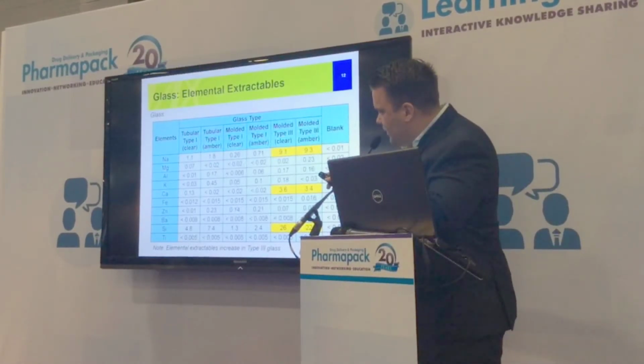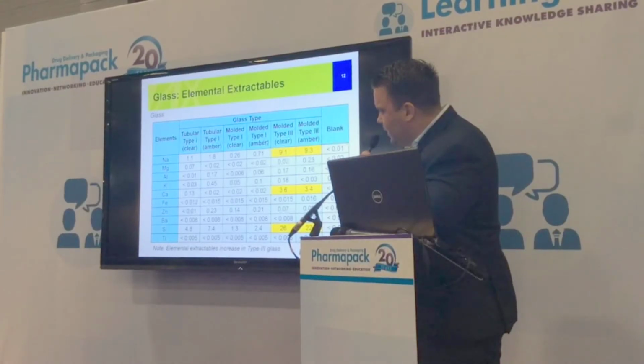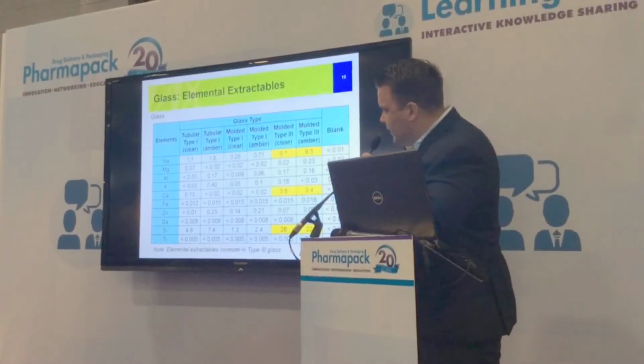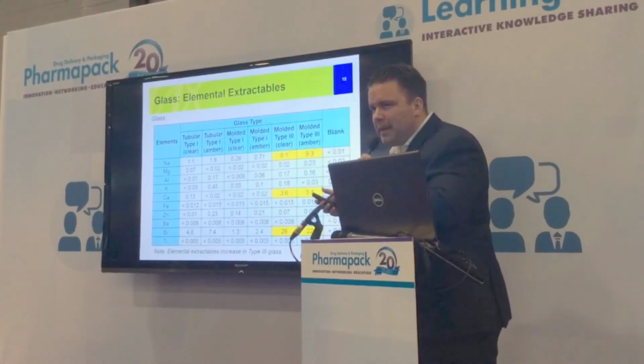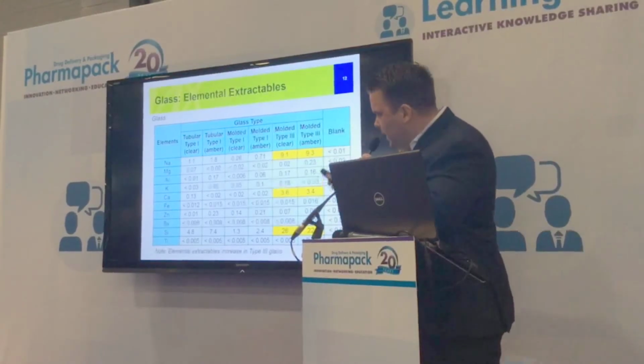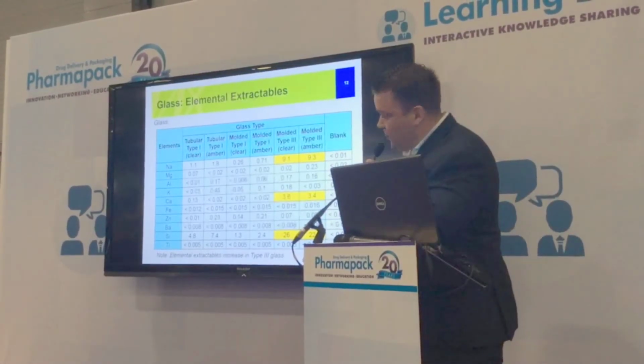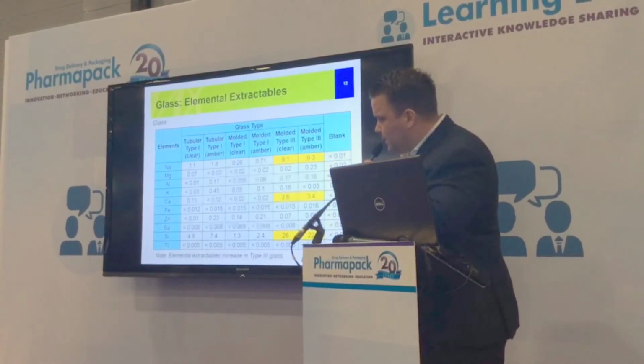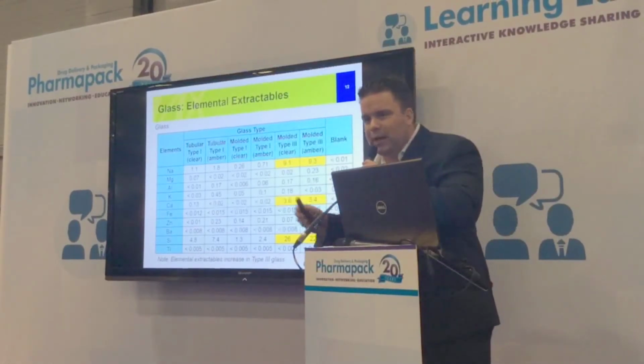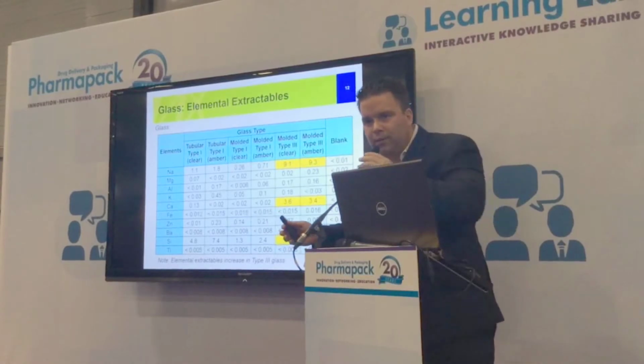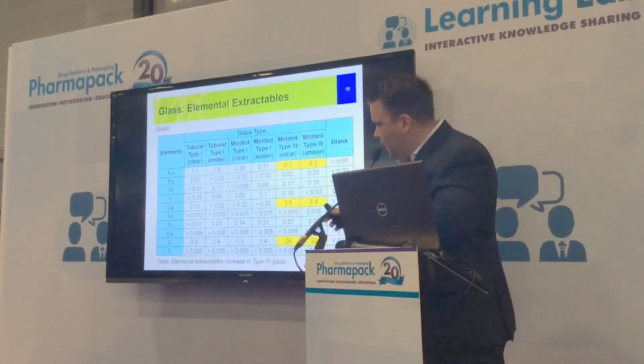The next thing I want to touch on is calcium oxide. Calcium oxide comes from limestone. Also, there's magnesium oxide in that as well. And you see a much higher amount in type 3 glass than type 1 glass. And that's, again, why you wouldn't utilize type 3 for parenteral applications.